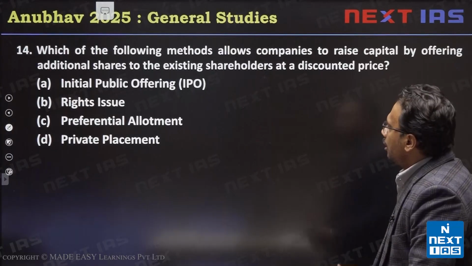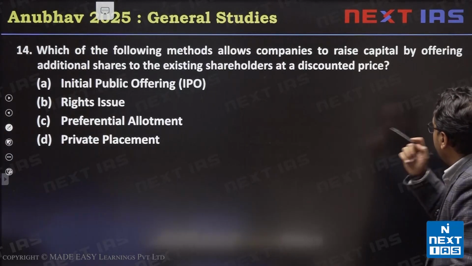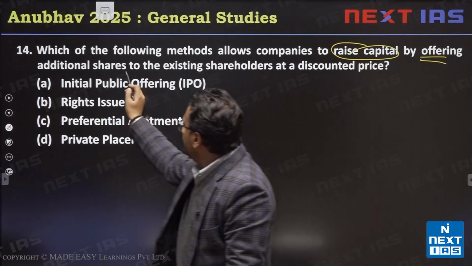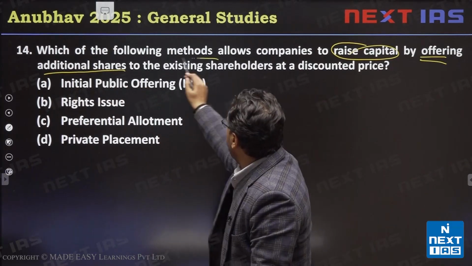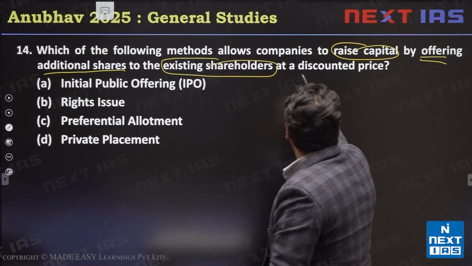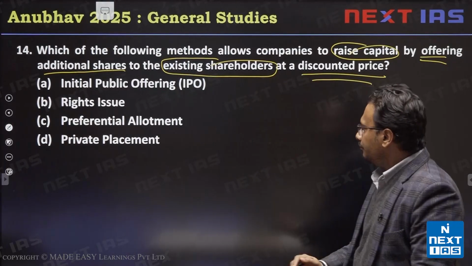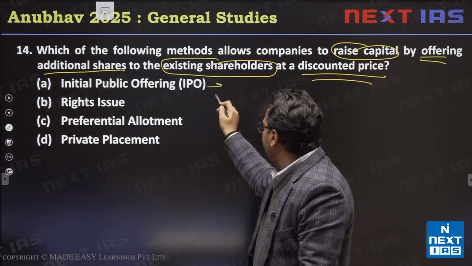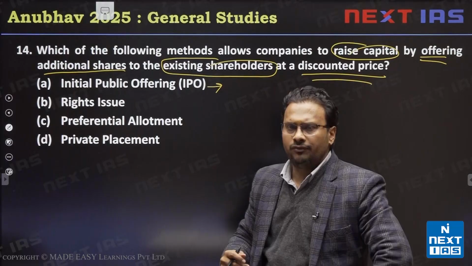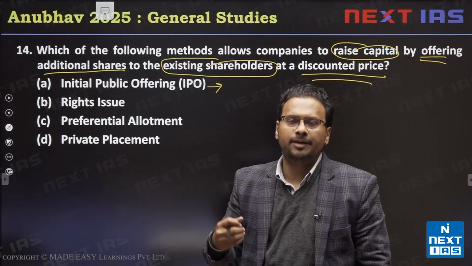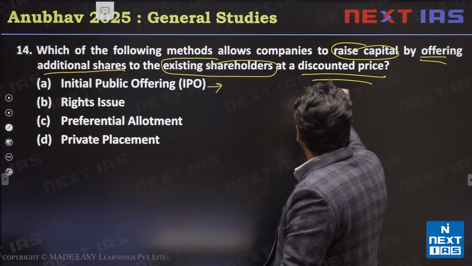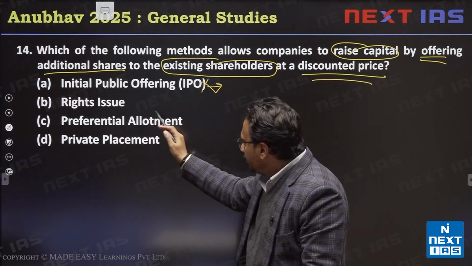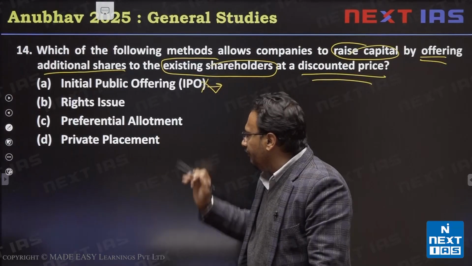Let's move ahead. Which of the following methods allows companies to raise capital by offering additional shares to the existing shareholders at a discounted price? Ultimately, IPO is a very simple part. Whenever any company launches an IPO, it is offered to new customers, not the existing shareholders. Incorrect. Next: rights issue, preferential allotment, private placement.